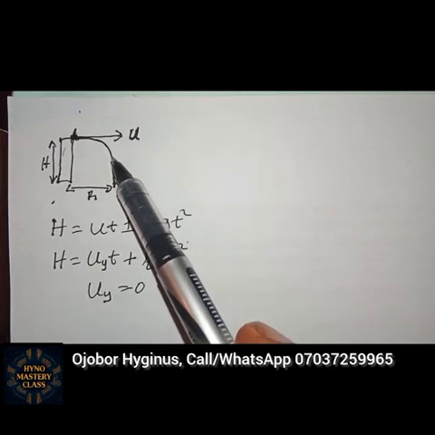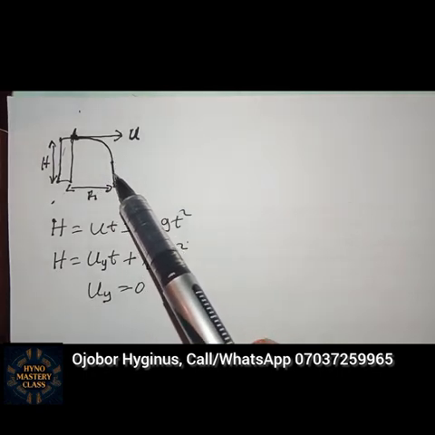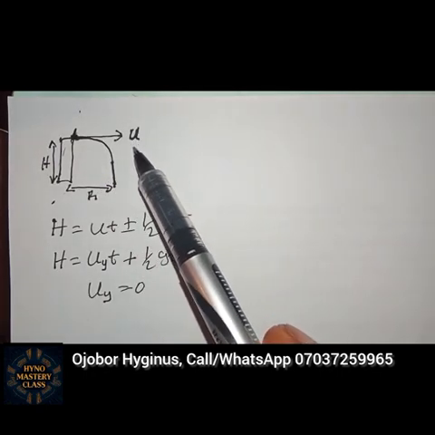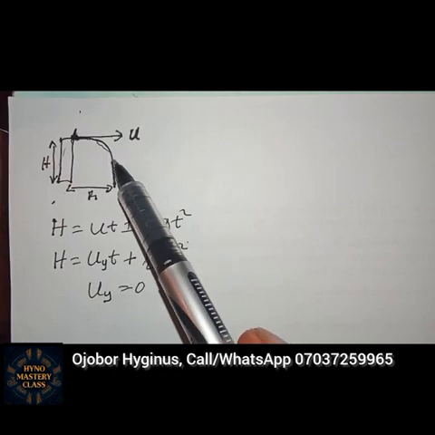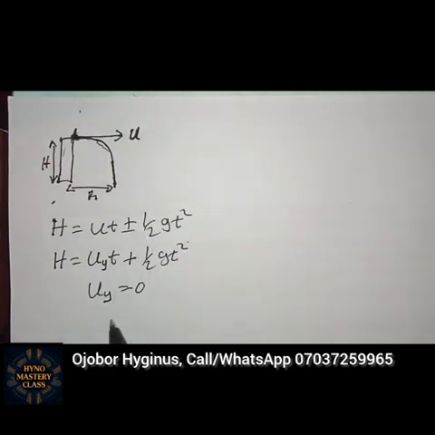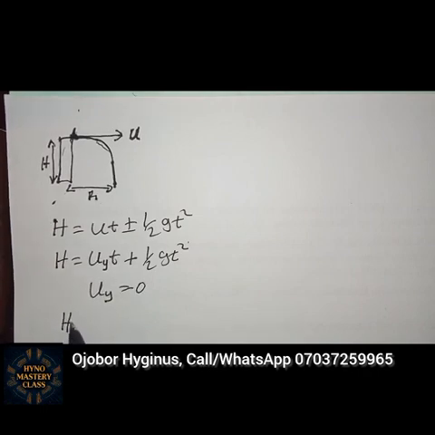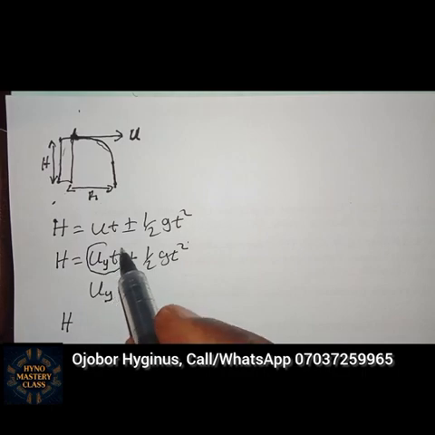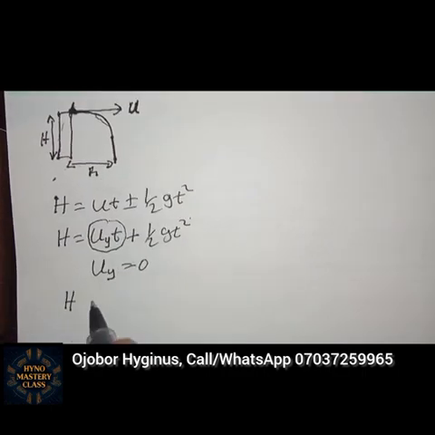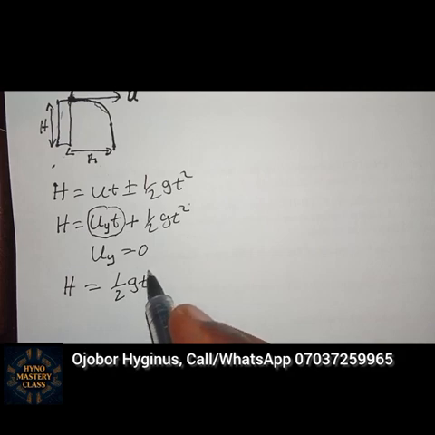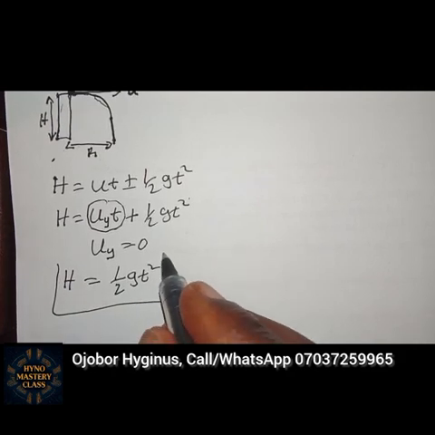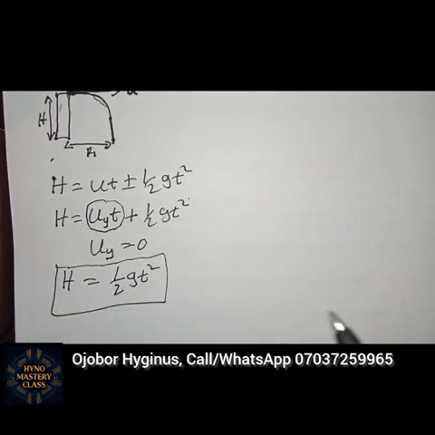Then when it is coming down, it begins to possess both horizontal and vertical components. And remember, the horizontal component of the velocity is a constant and does not change. But as the body is falling, the vertical component begins to increase from 0. So the initial vertical component of velocity is 0. So if that is the case, it means that ut becomes 0. So the maximum height for a body projected horizontally is just going to be represented by half gt squared. So this is the formula you should be using whenever you want to determine the maximum height for a horizontal projection.